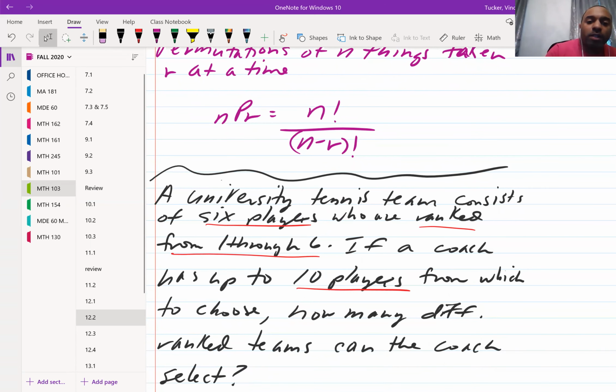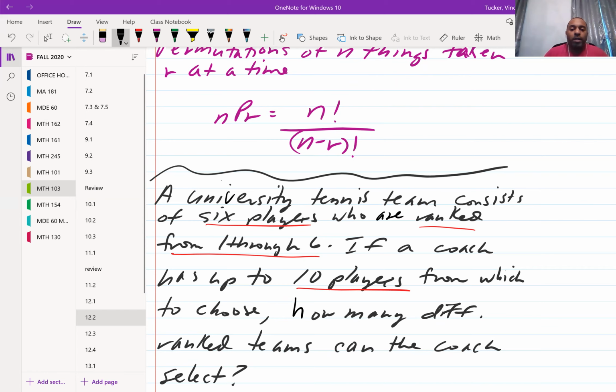All right, university tennis team. A university tennis team consists of 6 players who are ranked 1 through 6. If a coach has up to 10 players from which to choose, how many different ranked teams can the coach select? Notice we have a ranking from 1 through 6, so that means the order matters. That's how you know you'll be using permutation, when the order matters.